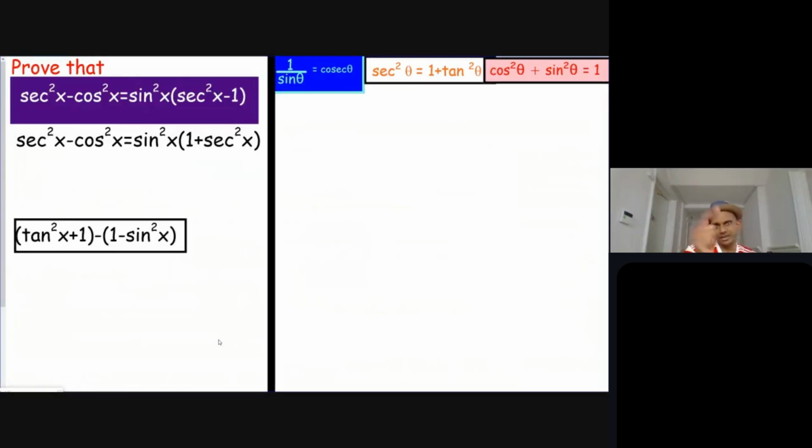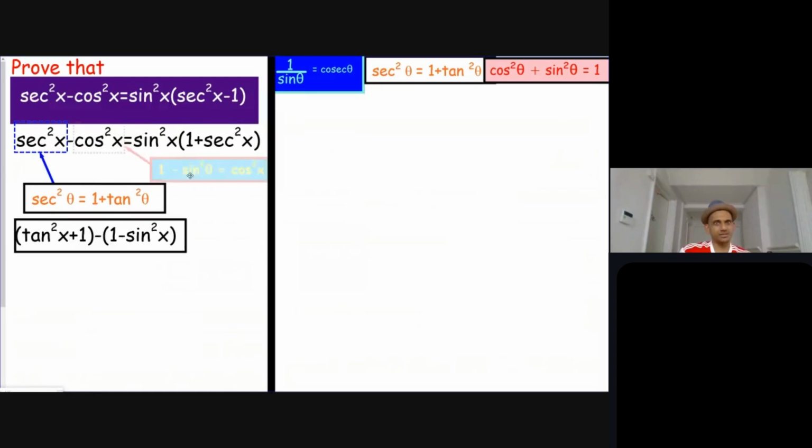So, firstly, we have sec squared x minus cos squared x equals the right-hand side. Again, we need to just ignore the right-hand side, and that is our answer that we're working towards. So firstly, we realise sec squared is 1 plus tan squared. And we know cos squared is 1 minus sine squared.